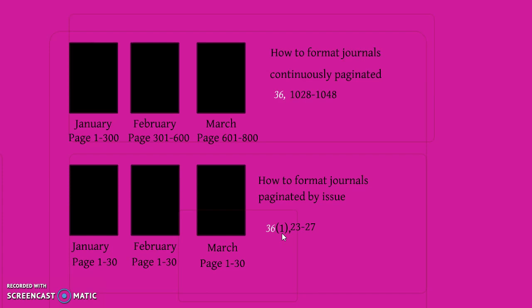So how this is formatted is you include the volume number, which is in italics, and then right after that, no spaces, you'll include the issue number, not italicized. That will then be followed by a comma and the page numbers inclusive. Do note that there actually is a little space right there. And that's how you tell the difference between whether something is continuously paginated or paginated by issue. Now let's go back and look at the citations and I'll show you the difference.